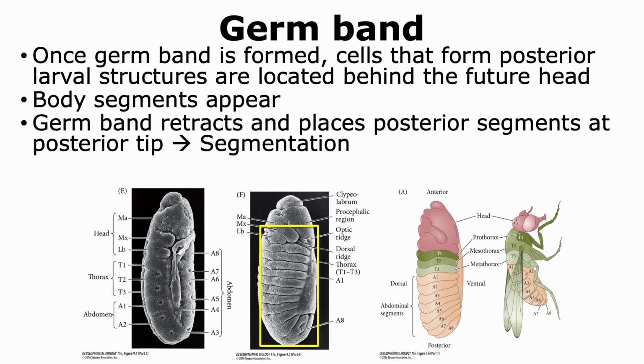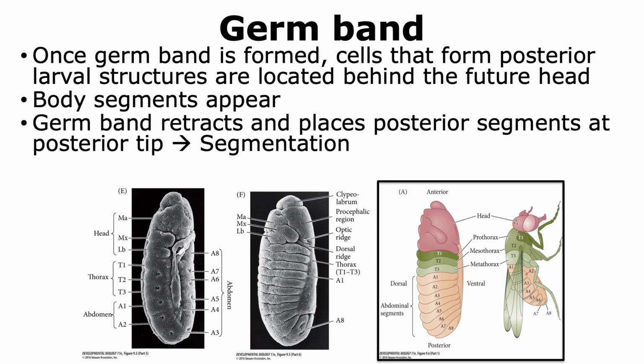We can see very well-formed segments once this retraction occurs, and these segments will then give rise to future structures or body parts of the fly. In this figure, we can actually see which segment corresponds to what part in the adult fly. And so, organogenesis is the process where each segment will then form a commitment to form a certain body structure.